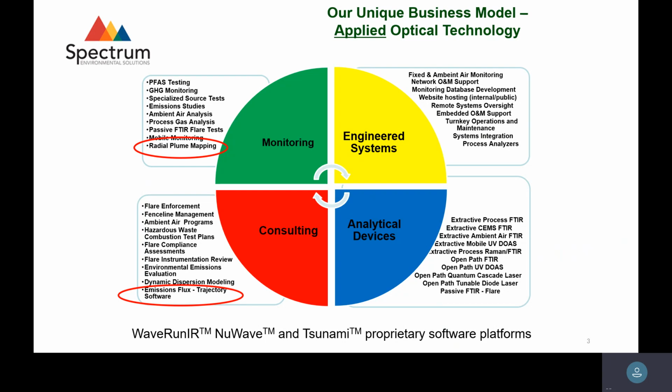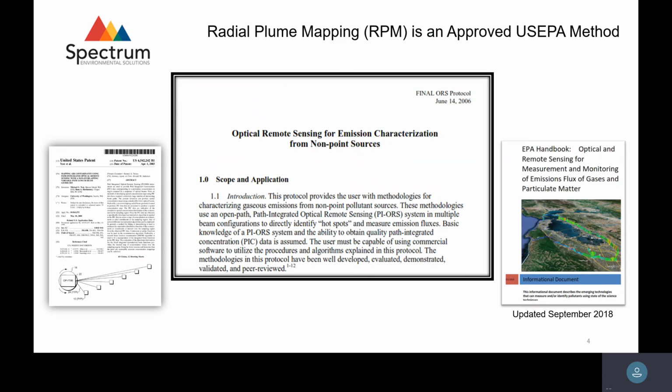So today I want to talk about something that we don't talk about a whole lot, and that's these two pieces. This thing called Radial Plume Mapping, and this other part of emissions flux. So it's kind of a fun overlap. It's a unique application of open path technology. This is not brand new. This has been around for quite some time.